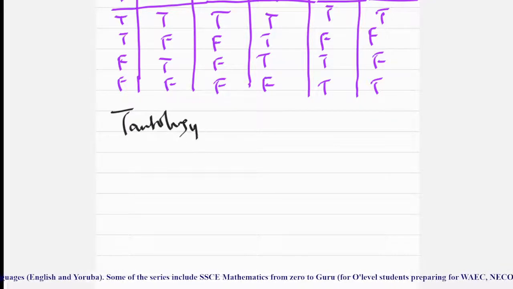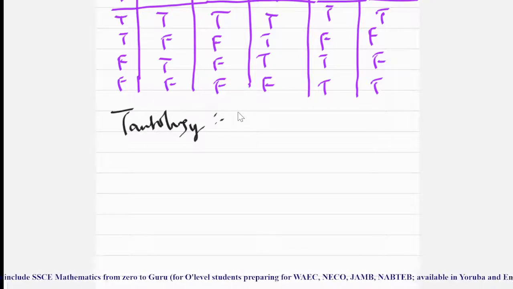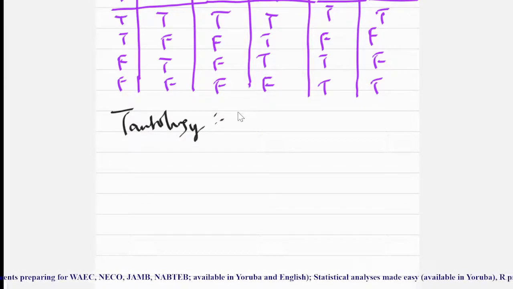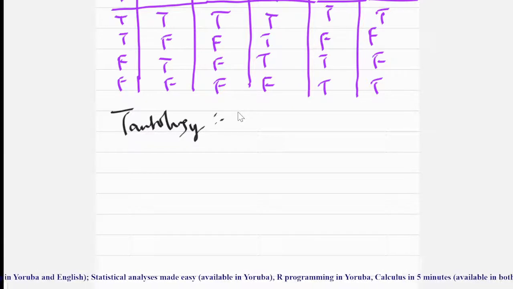Tautology. I know you've been using it in your statements, but you don't know what it actually means. In statements, people say to avoid tautology. So many people are saying that. Mathematically and logic-wise, a tautology is when a compound proposition is always true, irrespective of the combination of its truth values. I hope you understand now.